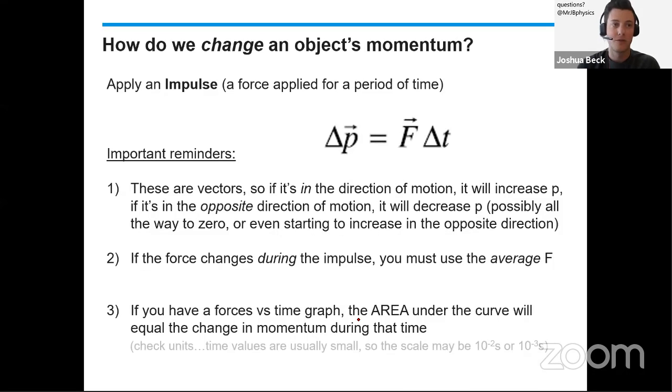Now, if you're looking at one of those graphs on an exam, just be careful of the units. A lot of times these collisions happen very, very quickly, so the time intervals are very, very small. So the graph might not be scaled with seconds. It might be 10 to the -2 or 10 to the -3. So just something to watch out for.